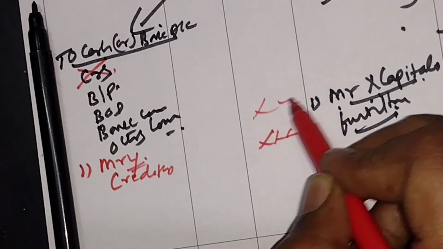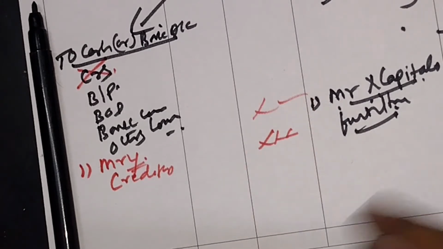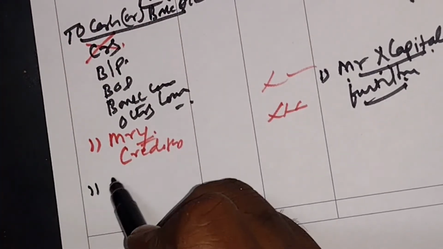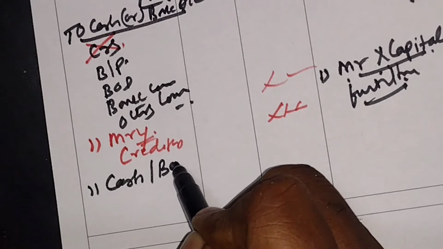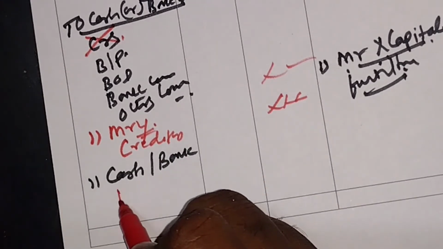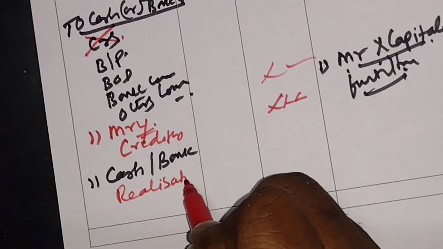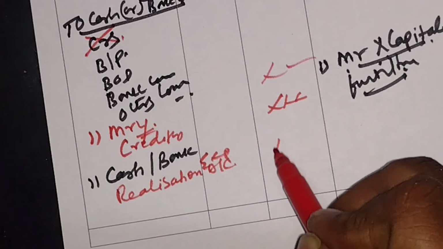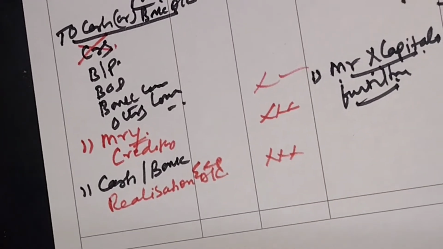Yes, all the total will appear in the outer column, and one more entry on the debit side will appear to cash or bank account. What for? This is to record the realization account expenses. That realization expenses will be recorded here.